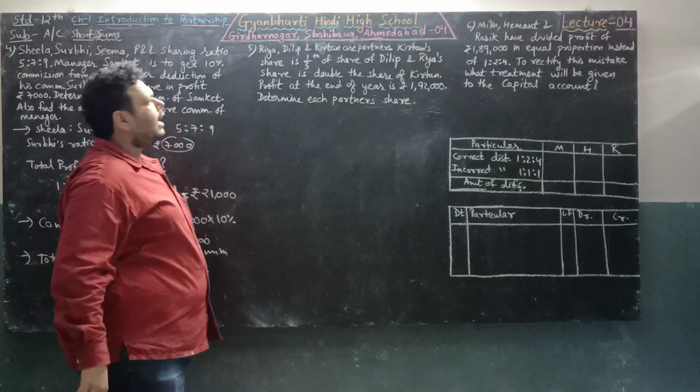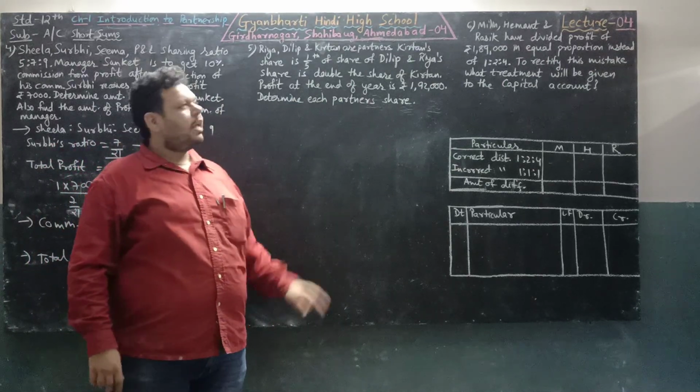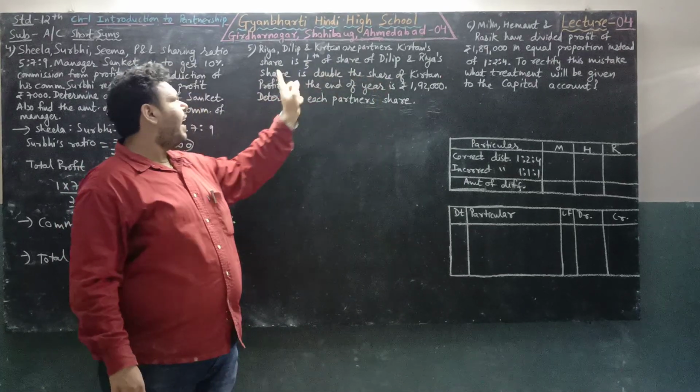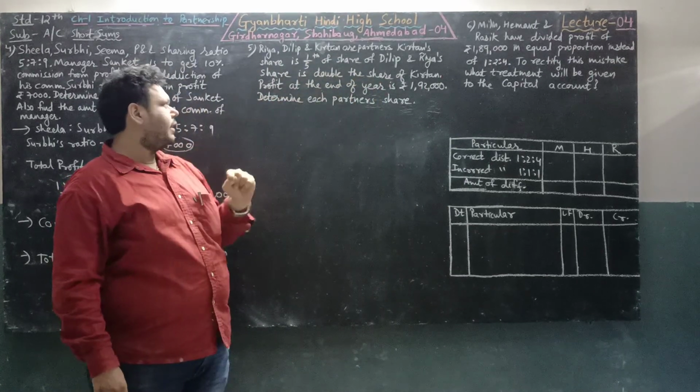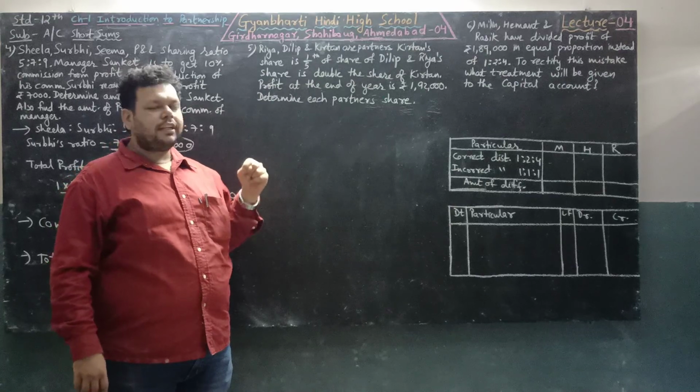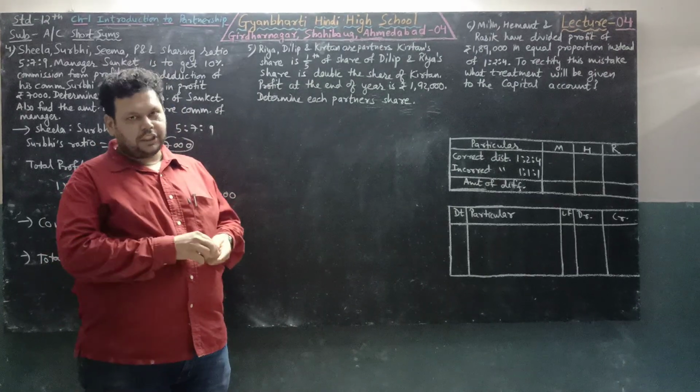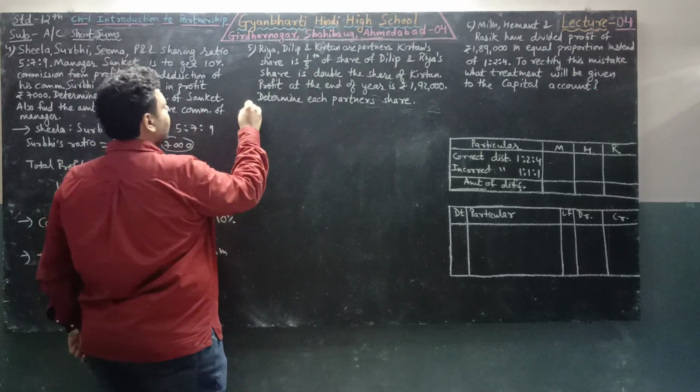Next question number 5. Riya, Dilip and Kirtan are partners of a firm. Kirtan's share is 1/5 share of Dilip and Riya's share is double that of Kirtan. Profit at the end of year is 1,92,000. Determine each partner's share.